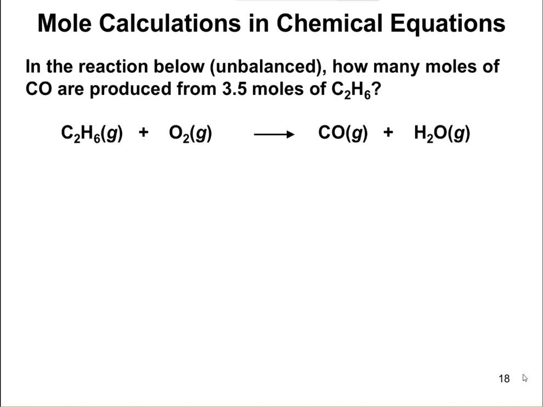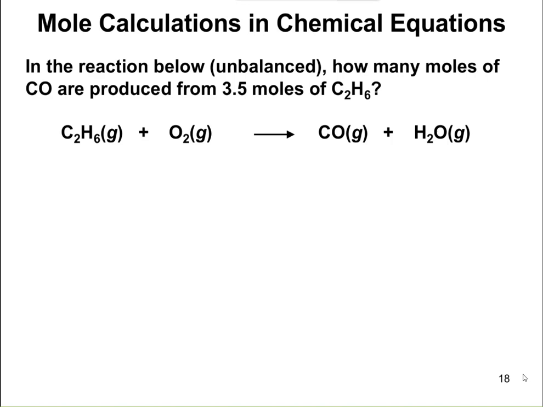Okay, so here's a problem, right? In the reaction below, and I'm telling you it's unbalanced, so the first thing we're going to want to do is balance the reaction. How many moles of carbon monoxide, CO, are produced from 3.5 moles of ethane, which is C2H6? All right, so first things first, we want to make sure we have a balanced chemical reaction.